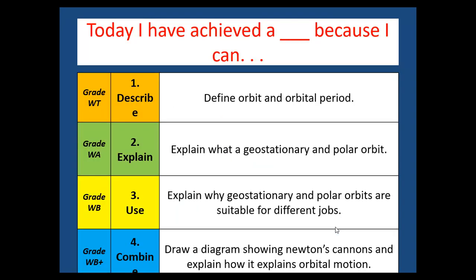Okay, so let's have a think. Where are we in terms of orbits? Can we copy and complete the plenary statement, please? For describe, can you define the orbit and orbital period? For explain, can you explain what geostationary and polar orbits are? For use, can you explain why geostationary and polar orbits are suitable for their jobs, for communications and for spying? And for combine, can you draw a diagram and explain how Newton's cannon thought experiment explains why objects orbit each other?